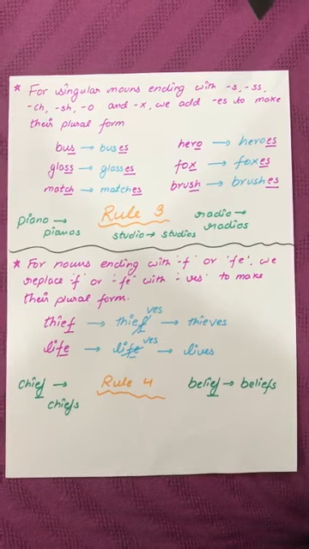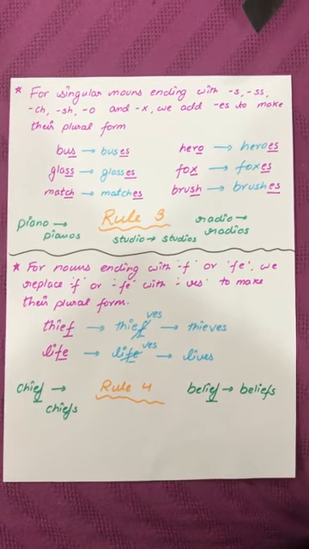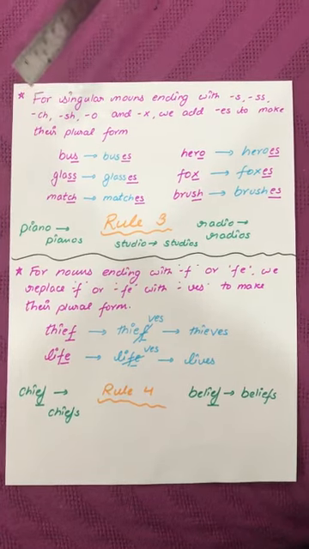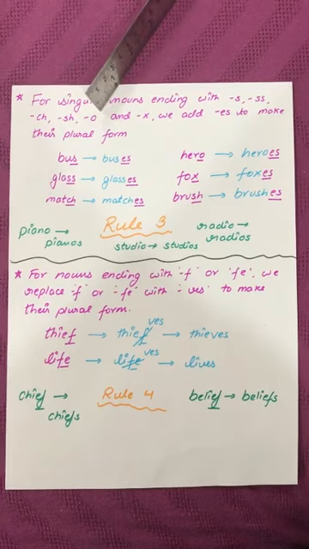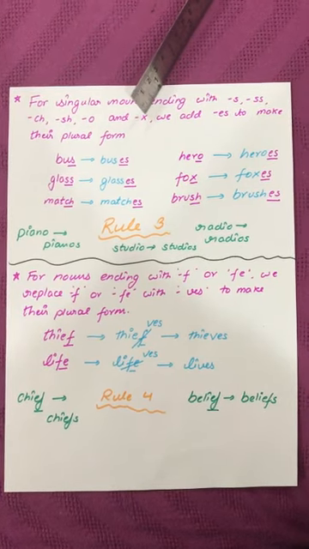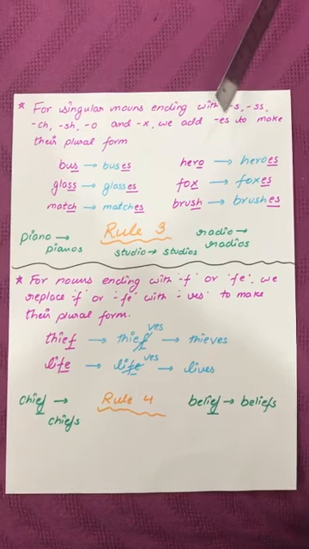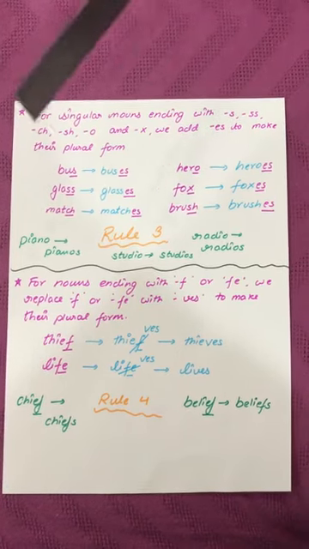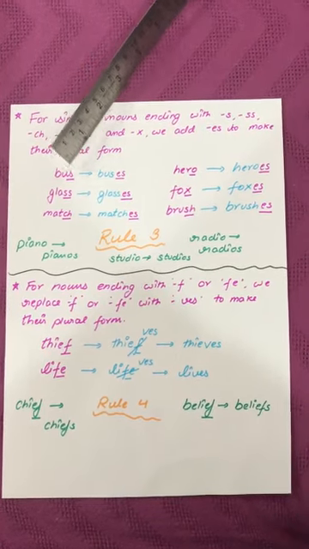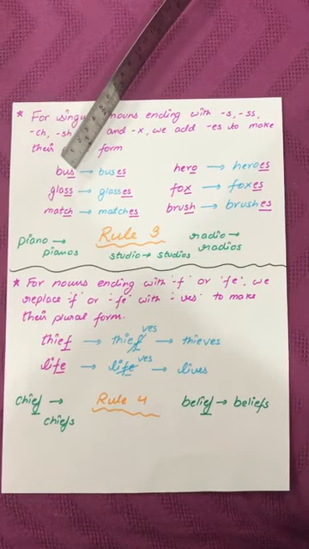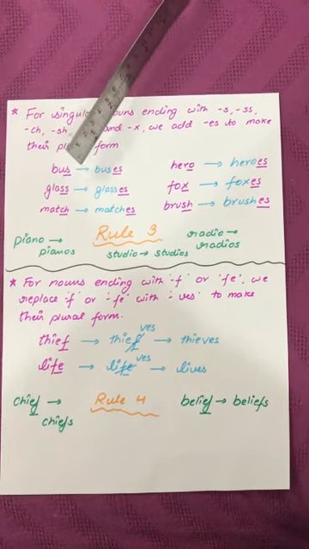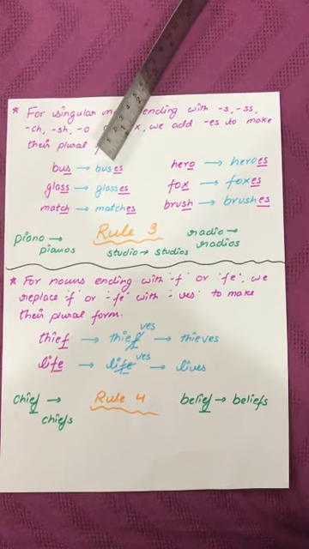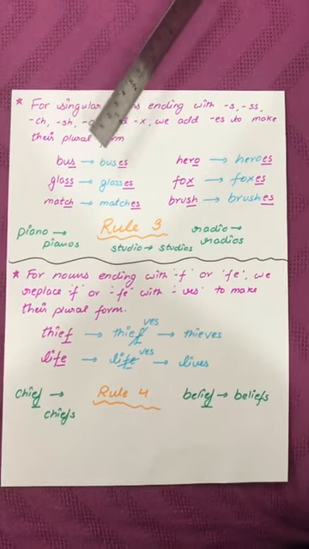Now let us discuss rule number 3. So if the word ends with S or SS or CH or SH or O or X, then what do we have to do? We have to just add an ES to the end of the word to make it plural. For example, we have bus. Now this word bus ends with the letter S. So we will add an ES to the end of the word to convert the singular word into plural. So we have added an ES here, so bus becomes buses.